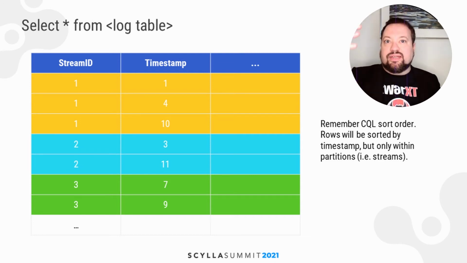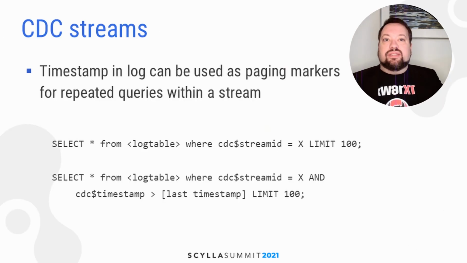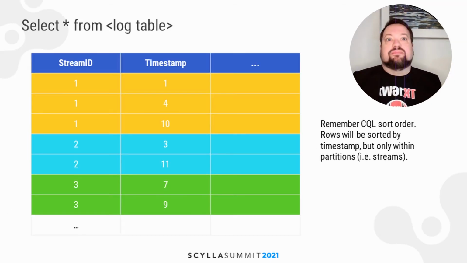You first get the data from one stream where you have monotonically growing timestamps, then you get the next stream, and then you have again monotonically growing timestamps, but only within this single stream. So you need to be aware of this when you're reading from the CDC log. Timestamps in a CDC log can be used as either paging markers or watershed markers for repeated queries into the same stream. But again, you need to take into account the fact that timestamps are only monotonically growing within the same stream. If you do a cross-stream query, you will get this.